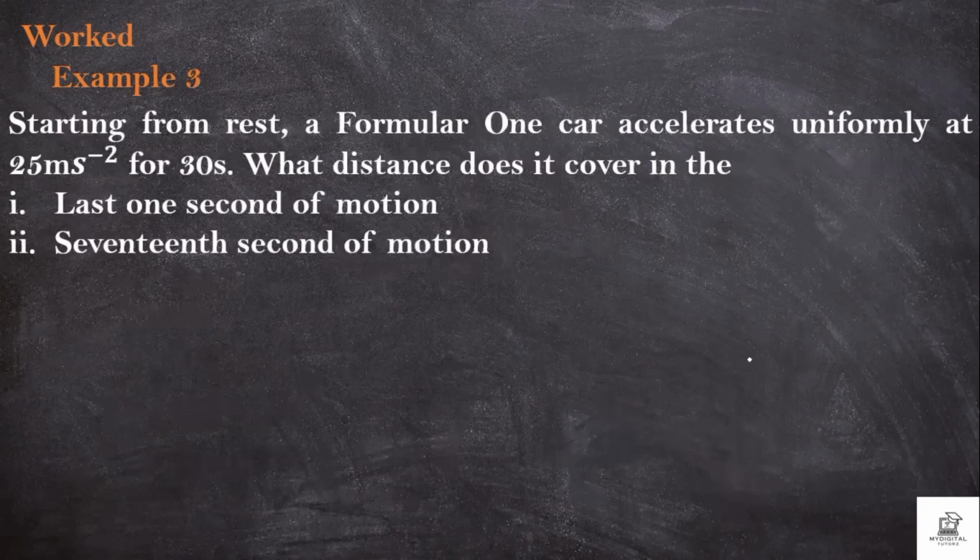The next question says, starting from rest, a Formula 1 car accelerates uniformly at 25 meters per second squared. Starting from rest, I want to remind you, since the object starts from rest, U is equal to 0. So this is A, for 30 seconds, this is T. What distance does it cover in the last 1 second of the motion and the distance it covered in the 17th second of the motion? So let's solve this again.